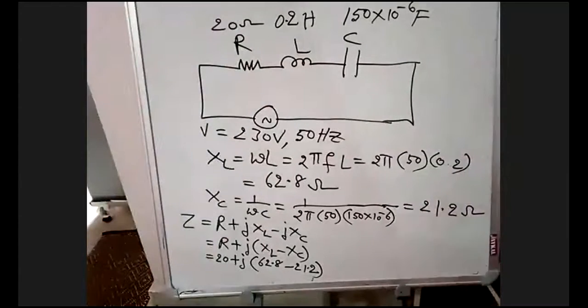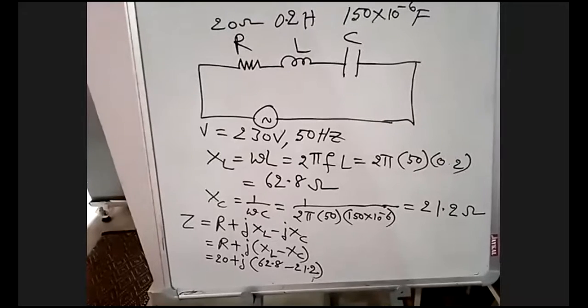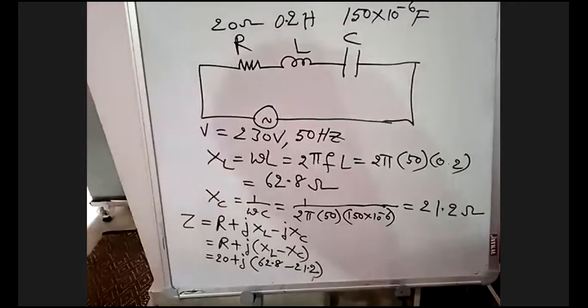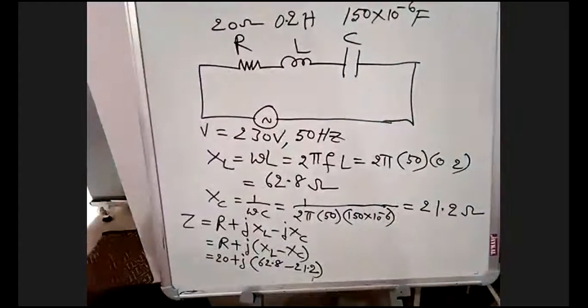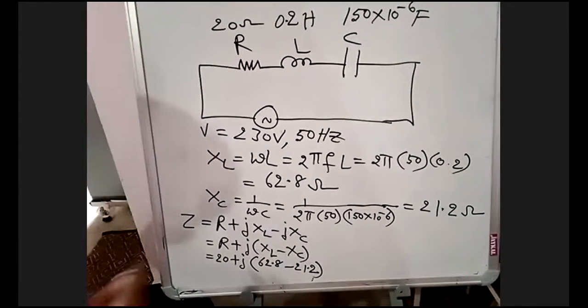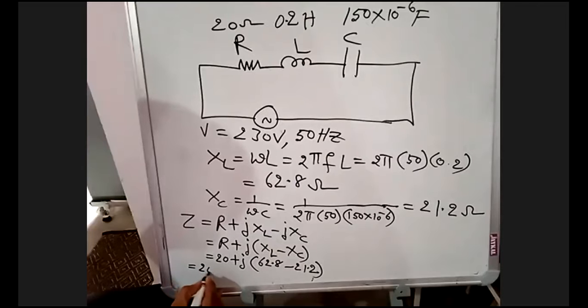And we know Z is equal to R plus J into XL minus XC. For inductance, it is plus J XL. For capacitance, it is minus J XC. Already we have discussed this. If you take J common, XL minus XC. Now, what is the value here? Z value is 20 plus J.